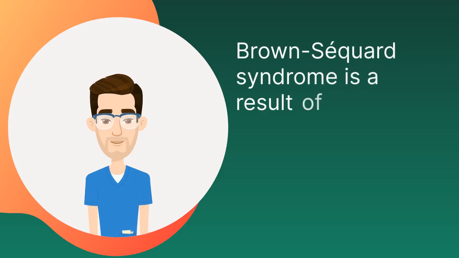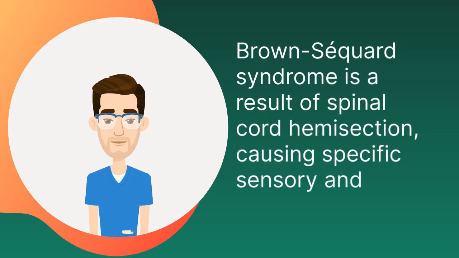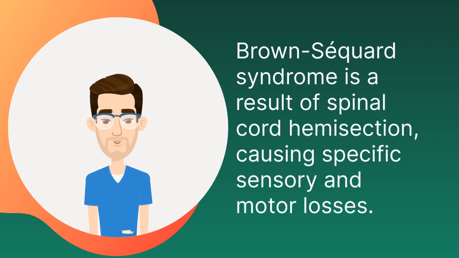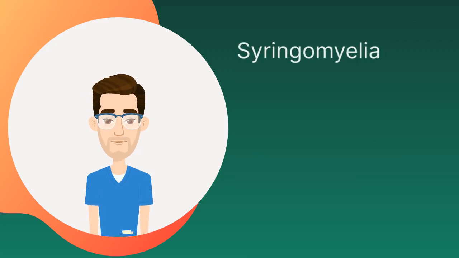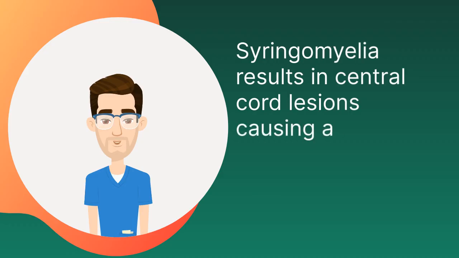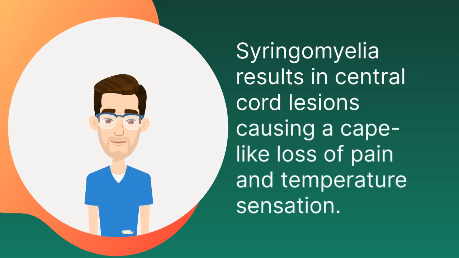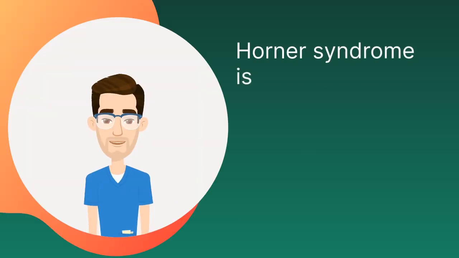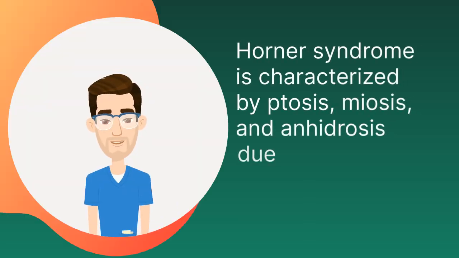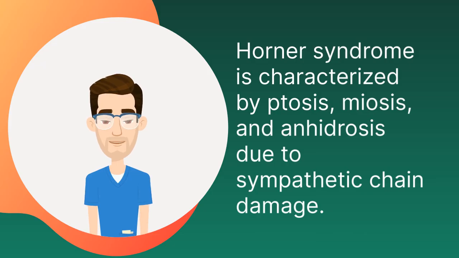Brown-Sequard syndrome is a result of spinal cord hemisection, causing specific sensory and motor losses. Syringomyelia results in central cord lesions causing a cape-like loss of pain and temperature sensation. Horner syndrome is characterized by ptosis, meiosis, and anhidrosis due to sympathetic chain damage.